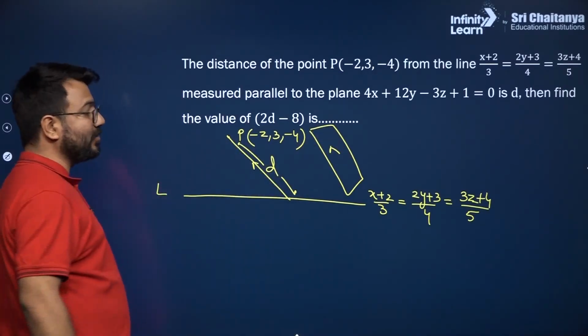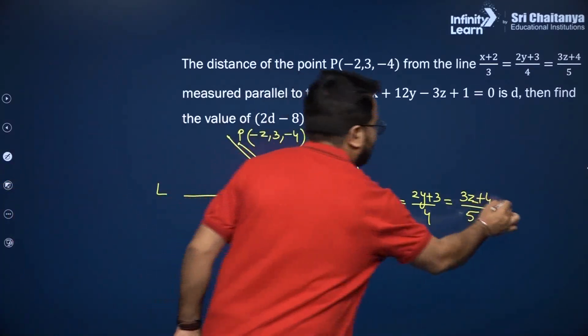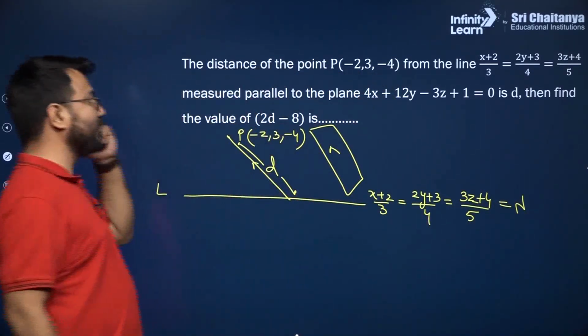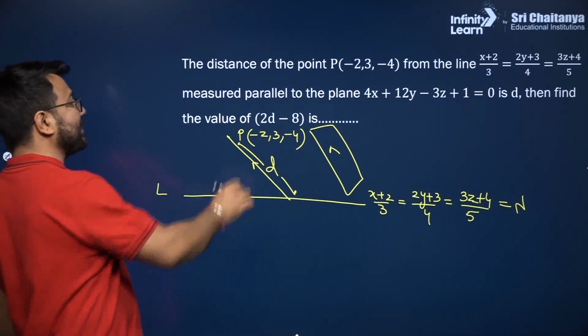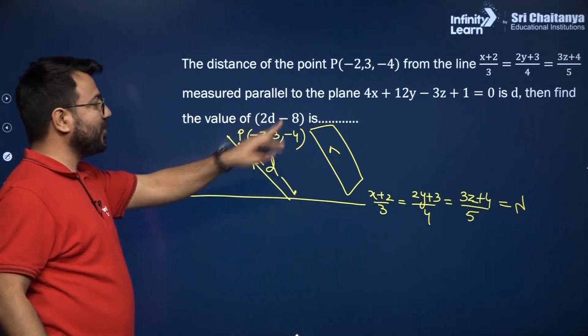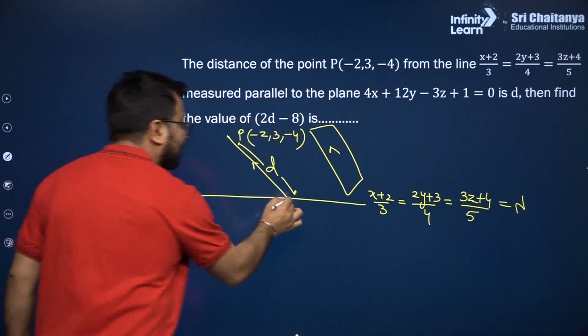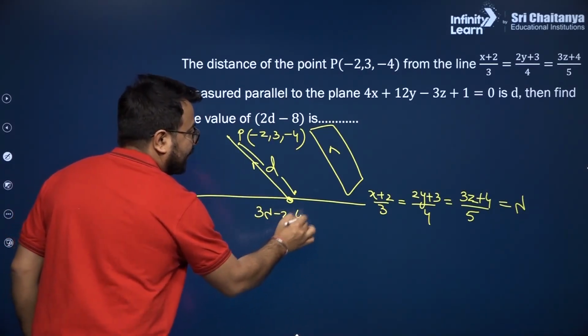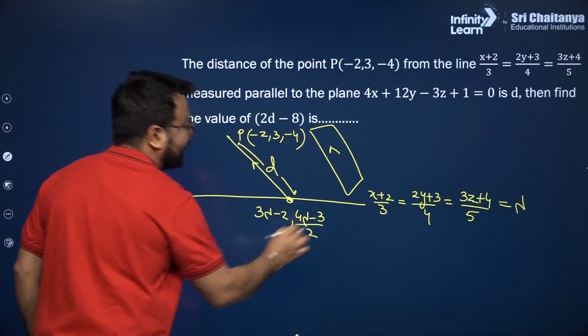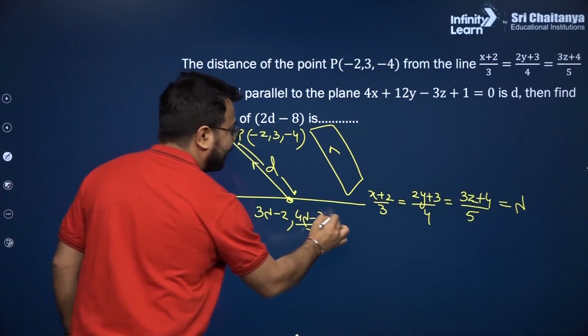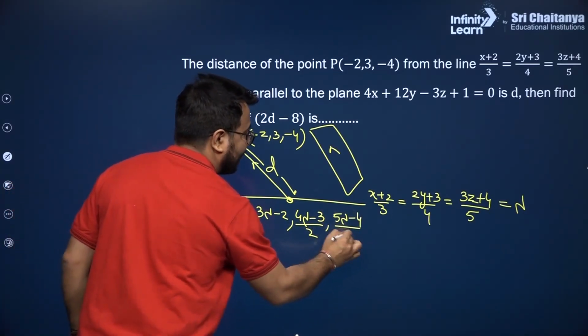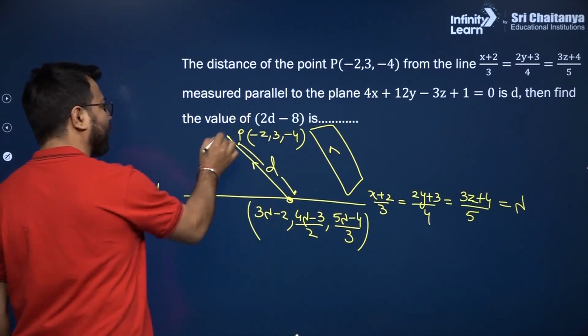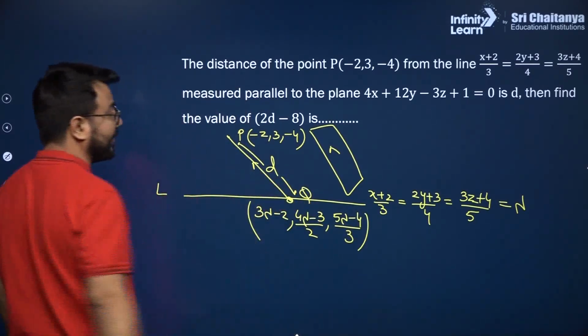So how will I be able to get this? Suppose I assume a point on this line, so let us assume this to be lambda. This distance is given to us as d, and I want to get the value of 2d minus 8. So let us find the coordinate as 3 lambda minus 2, then it will be (4 lambda minus 3) whole divided by 2, and here it will be (5 lambda minus 4) whole divided by 3. This is point P. Let us assume this is a point Q.